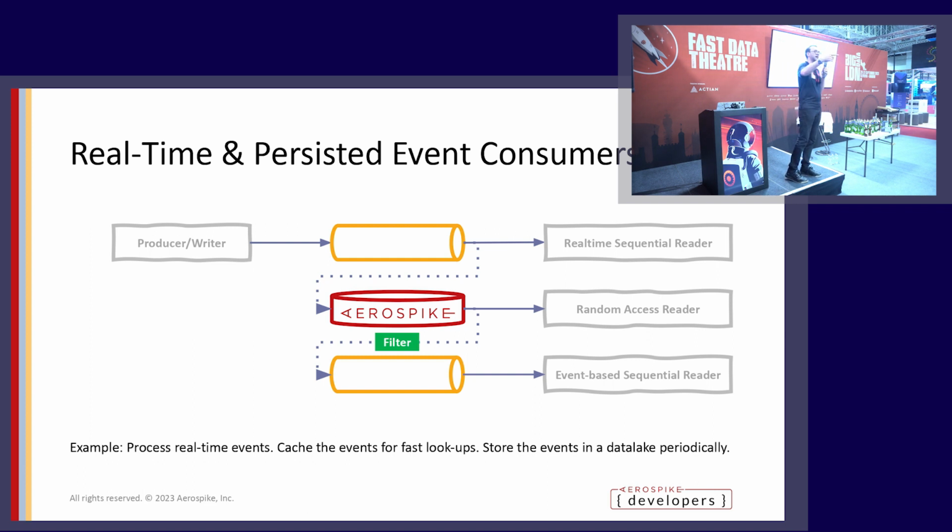So you're handling that, but you want to have a fast lookup for the next 30 days. And then you also want to have an event-based system as well, so that, for example, at the end of each day, you can move everything from the cache into a data lake. So you can have something like this as well.